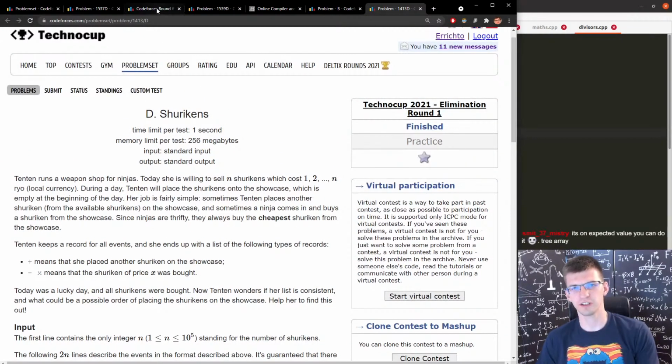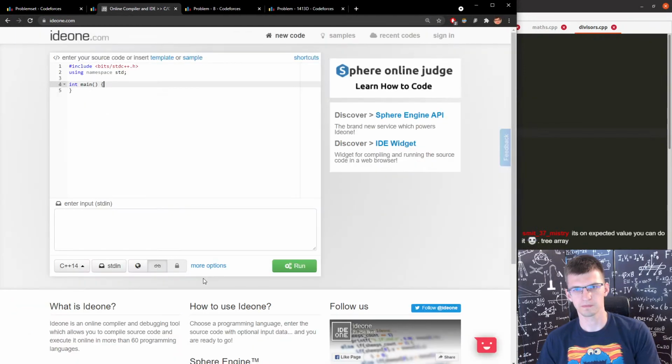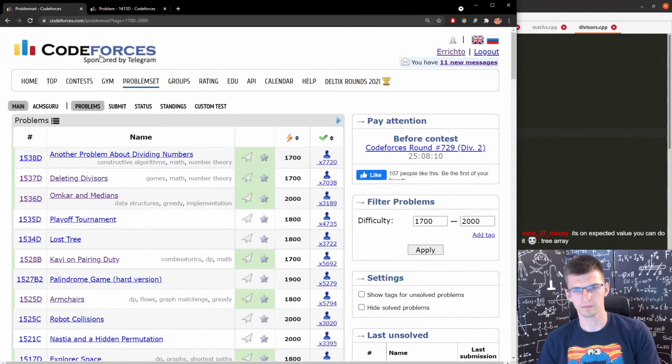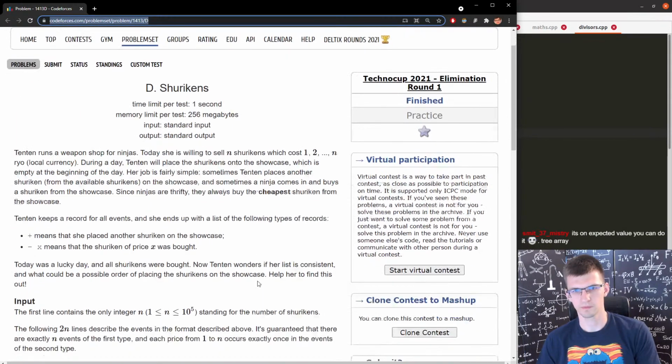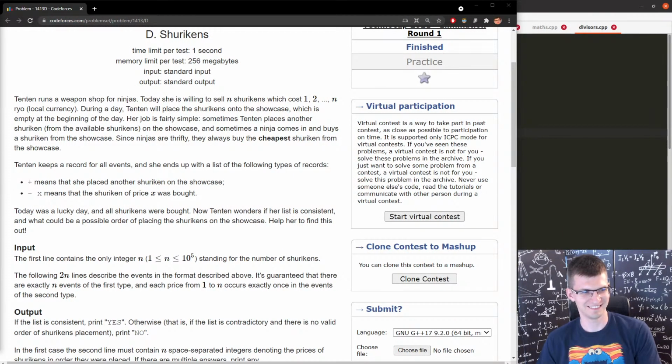Okay, let's do Shurikens. No. Easier one, so maybe this one will be a good warm-up. Here's the link.